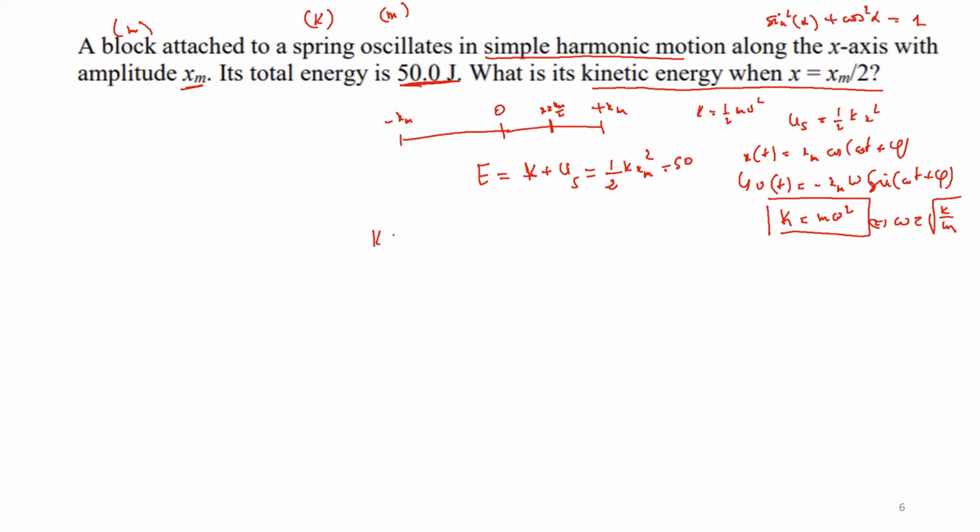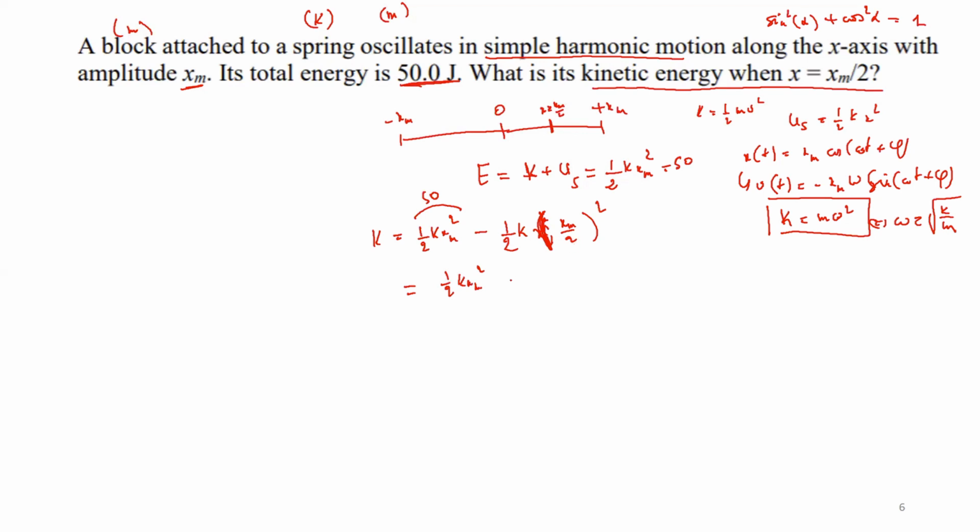Now the kinetic energy will be 1/2 K x max square, which is 50, minus the spring potential energy. What is the spring potential energy? It will be 1/2 of K x square. Now x here is equal to x max divided by 2, so I have to take x max divided by 2 square. Replace x by x max divided by 2. So this will give me 1/2 K x max square, and here I will have 1/4, right?